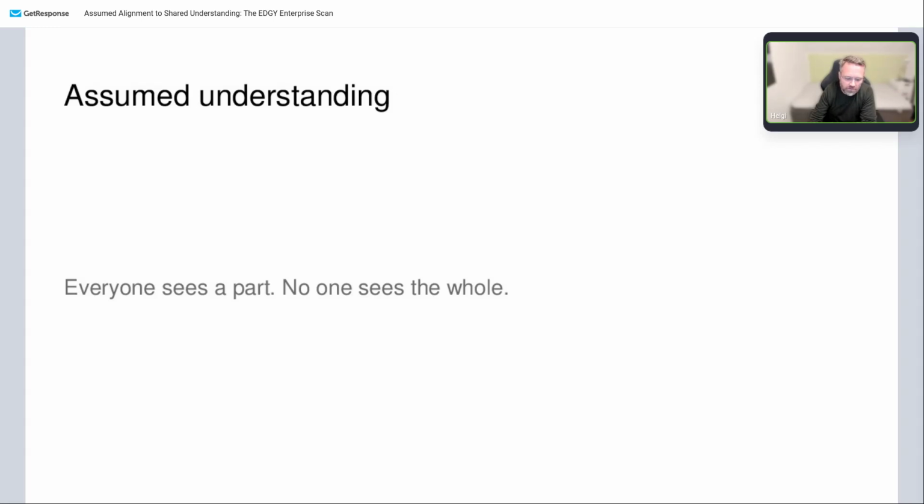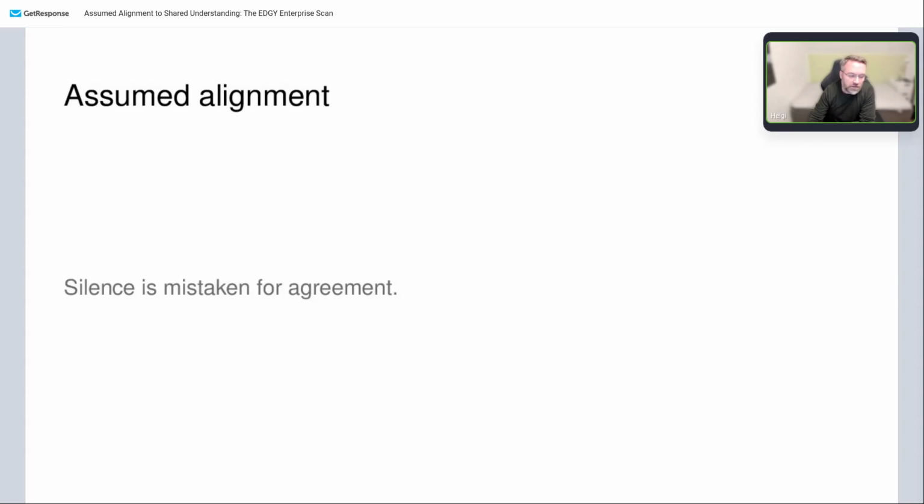We see the problem and the solution from one perspective, that is, from our own context. This means that no one is really seeing the holistic aspect of this. Nobody really understands the whole of the problem and the solution that we're working with. Another one is assumed alignment.